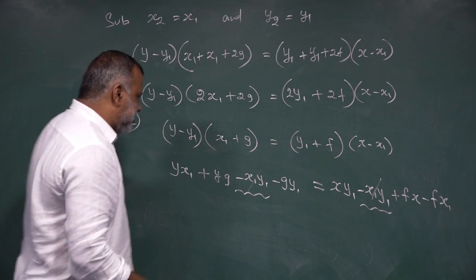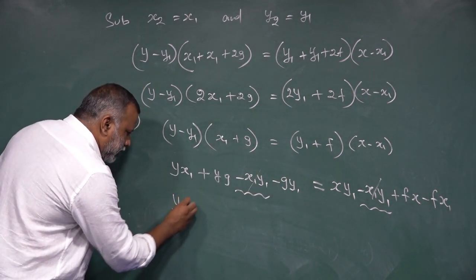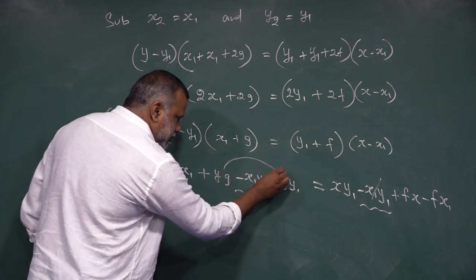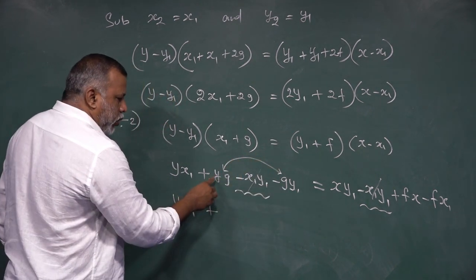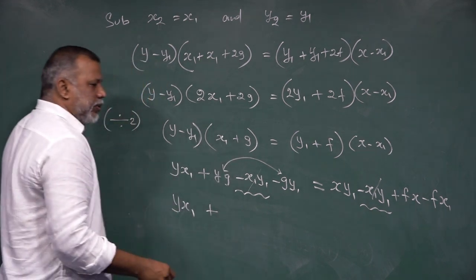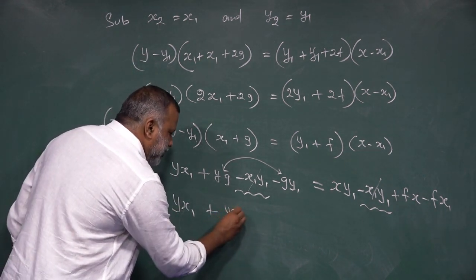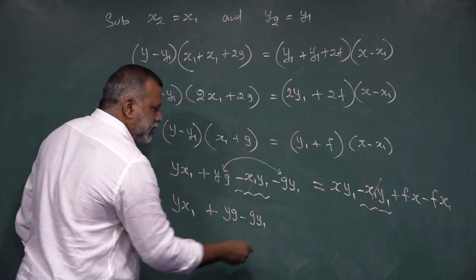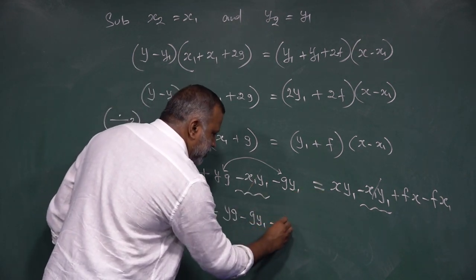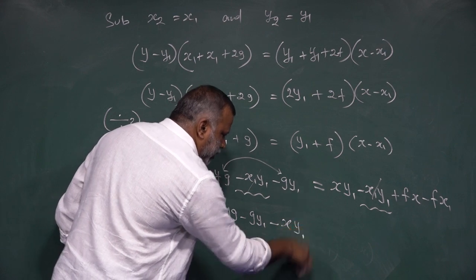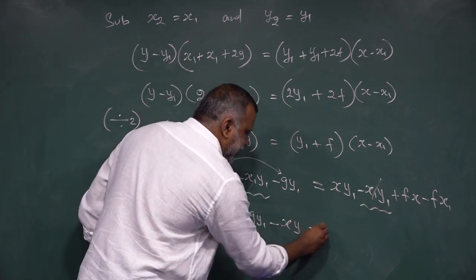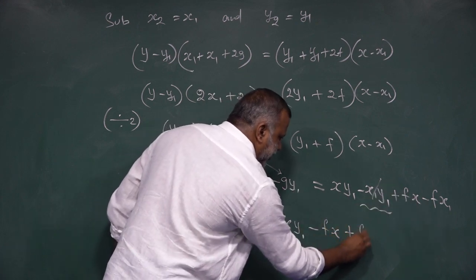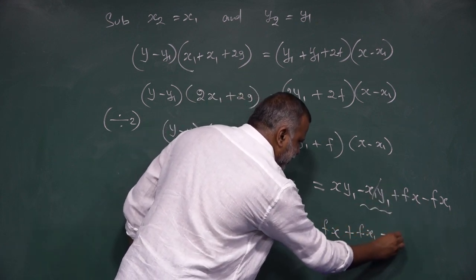What are the remaining elements? See yx1, then plus, see this one, yg minus gy1. So pair this one, yg minus gy1. Convert to the same side. So minus xy1. Convert to the same side. Minus fx. Convert to the same side. Plus fx1 equal to 0.